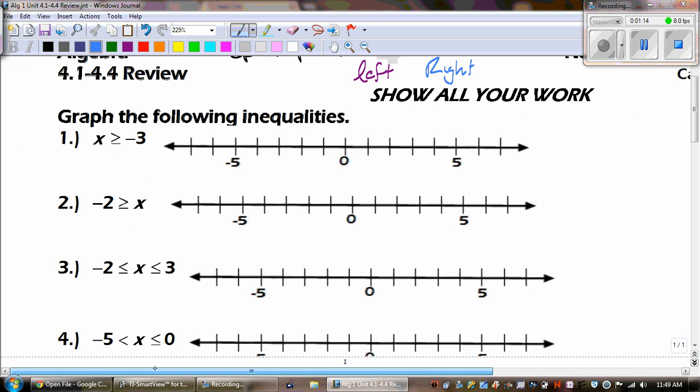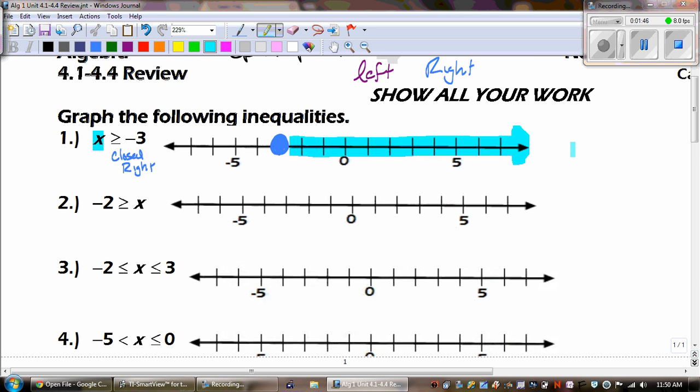Okay, so let's look at the first one. It says x is greater than or equal to -3. So the first thing I notice is that the variable's first, so that's good. And now that point is going to be closed. And since it's greater, it's going to be shading to the right. Okay, so at -3, I'm going to be closed, and then I want to shade everything to the right. Okay, and don't forget your arrow.